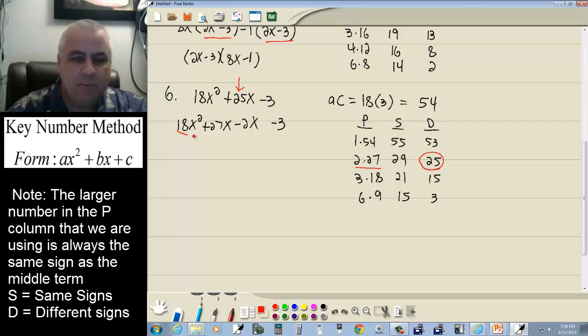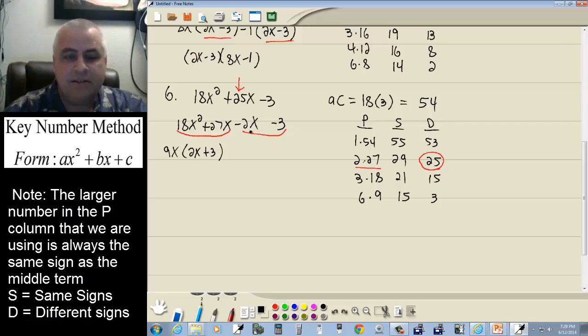And then we're going to factor by grouping. So group the first 2 together, group the last 2 together. Now the first 2 have a 9 and an x in common, and that gives us 2x plus 3. Our last group has a negative 1. First term is negative, so we factor out a negative, and that gives us 2x plus 3.